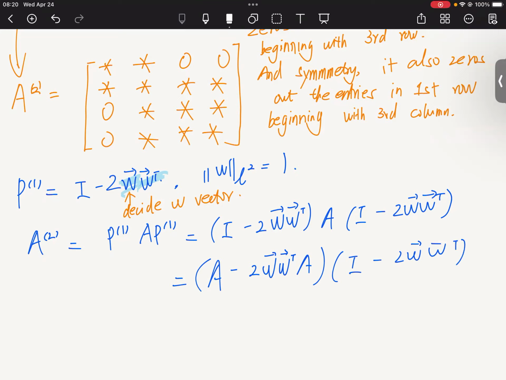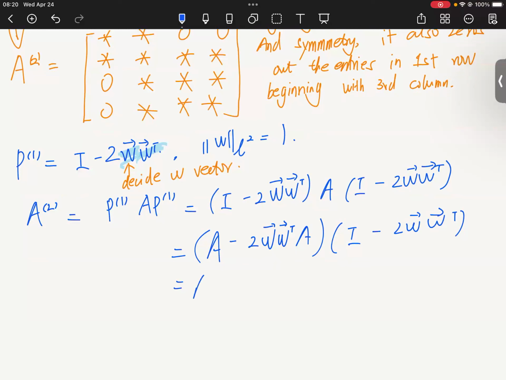And the next thing I get, I'm going to do the multiplication here. Then I get A minus 2 W W transpose A, minus 2 A W W transpose, and plus 4 W W transpose A W W transpose. It doesn't look like anything we can get from these expressions. We just did some expansions here, but we still don't have any information.